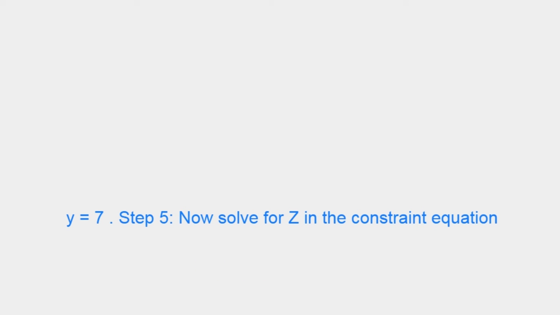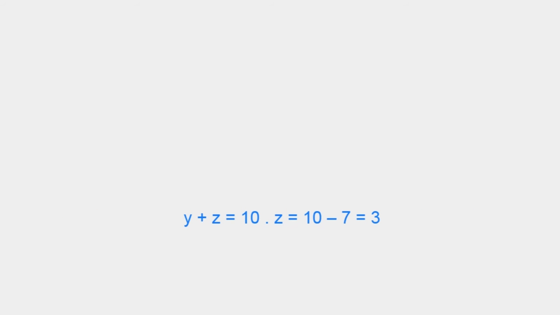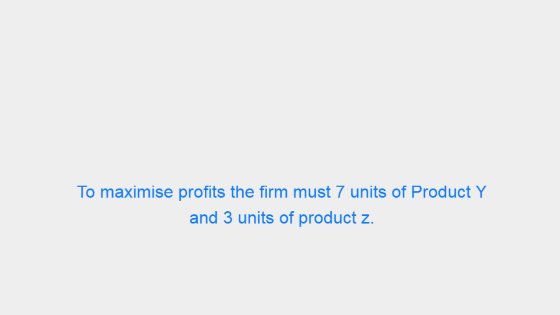Step 5. Now solve for z in the constrained equation. y plus z equals 10. z equals 10 minus 7, which equals 3. To maximize profits, the firm must produce 7 units of product Y and 3 units of product Z.